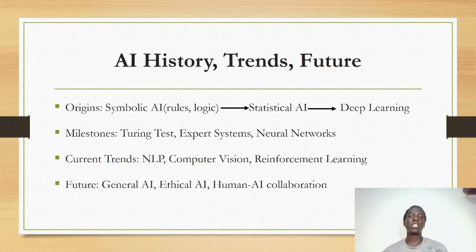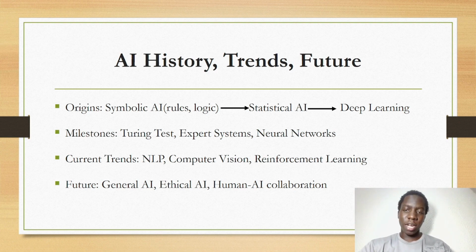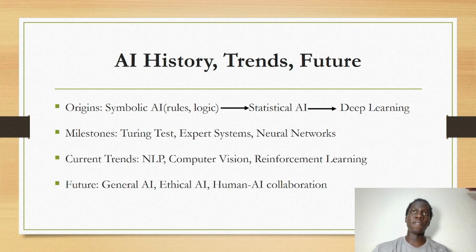So artificial intelligence began in the 1980s with symbolic AI, and this is where systems followed strict rules and logic to carry out decision making. Then later it shifted to statistical AI in the 1990s and 2000s as computers became faster and more data became available. So statistical AI focused more on probabilities and data-driven predictions. So it was not basing on strict rules like the symbolic AI.